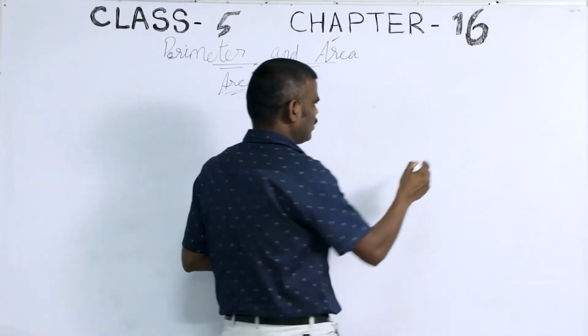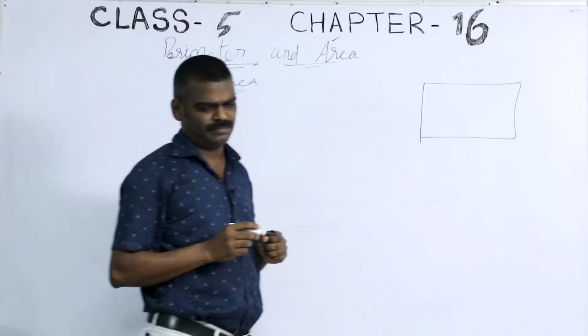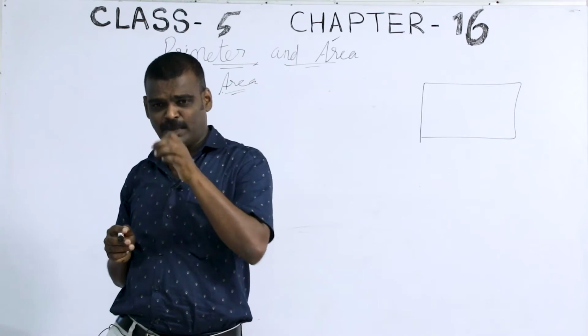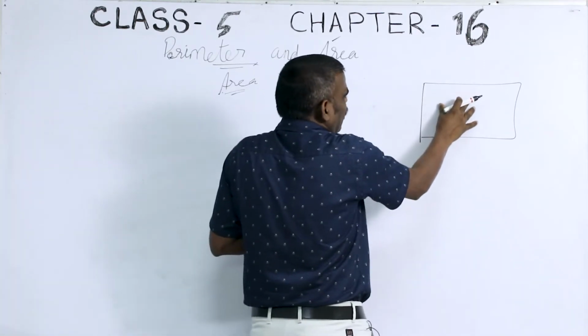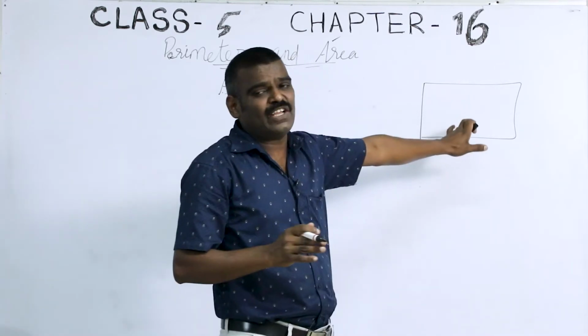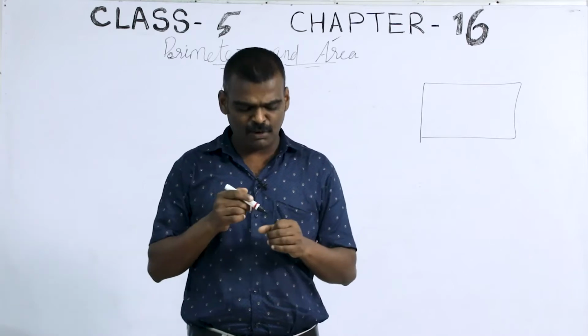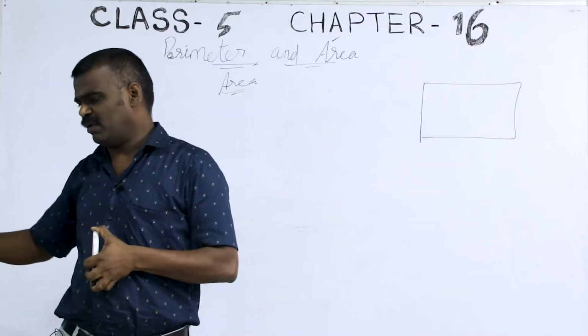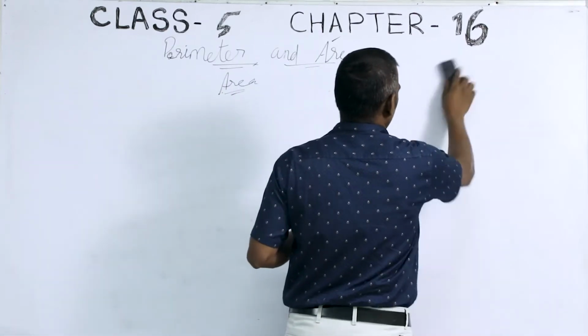Area is a space bounded by a closed figure. How much space does this figure occupy? That is called the area of this figure. Do you understand? No? The space, the availability of the space. Okay. Now let us go directly to the exercise.